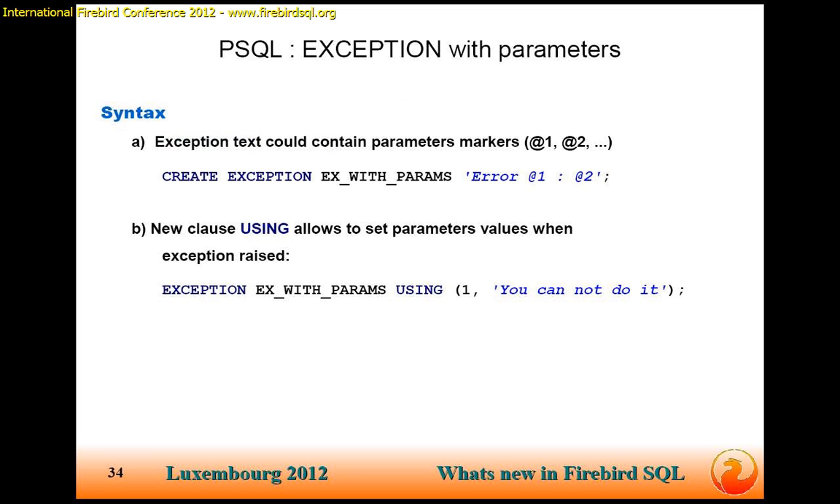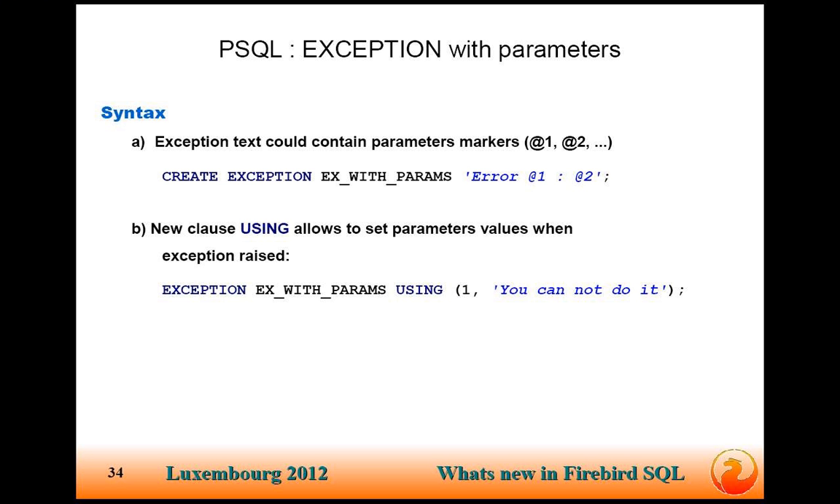Well, exceptions with parameters. A very nice feature for me. It allows you to not just specify the text of the exception, but also to make parameters. You could include parameter markers in the exception text, and when you raise the exception at runtime, you could substitute some values into these parameter markers. These parameter markers have no type, so you can substitute strings or numbers or dates and so on. It will be formatted by the engine by default rules and embedded into the resulting exception text.